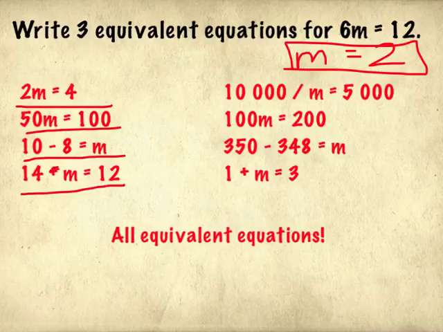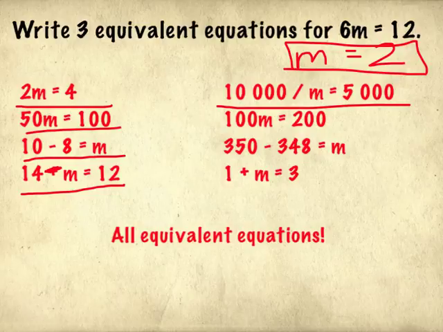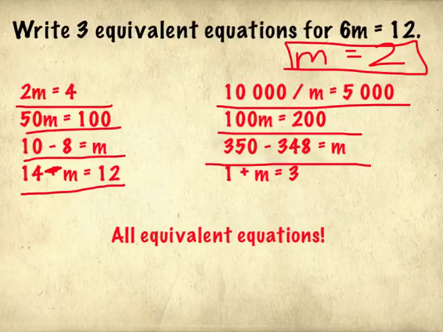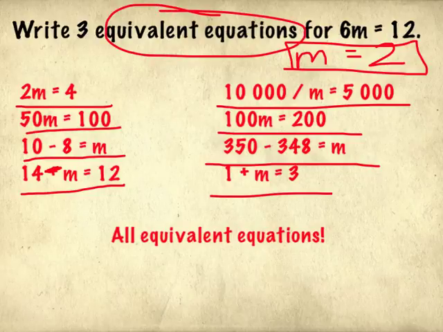That one's wrong. Sorry, that should be 14 take away m equals 12. 14 minus 2 is 12. 10,000 divided by m is 5,000. 10,000 divided by 2 is 5,000. 100m is 200. 100 times 2 is 200. 350 take away 348 equals m because it would be 2, and 1 plus m equals 3. All equivalent because m has the same value in each one. That's how we identify equivalent equations in algebra.